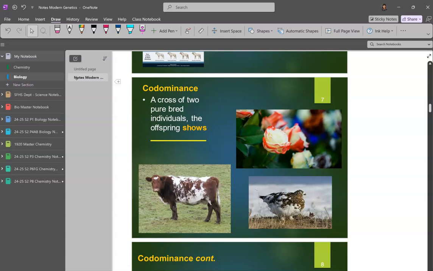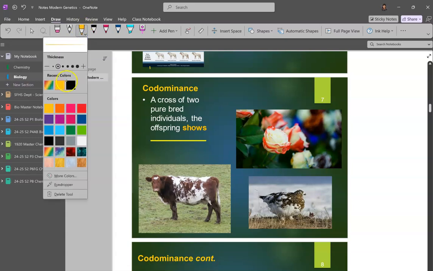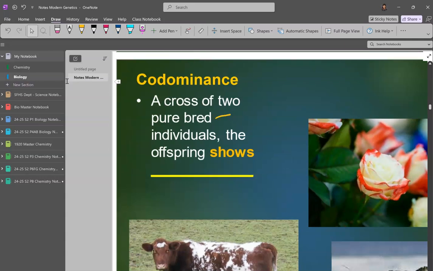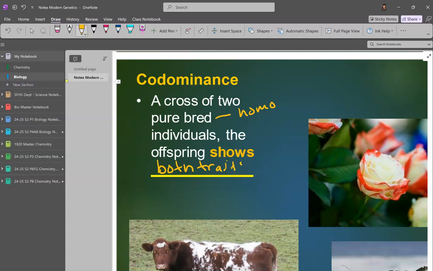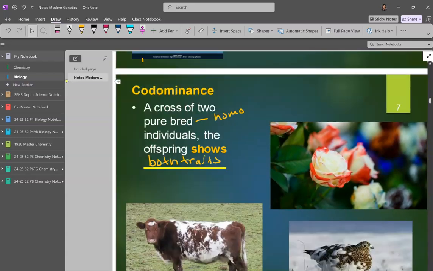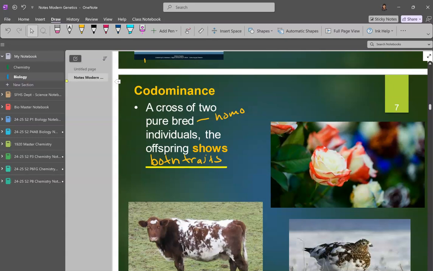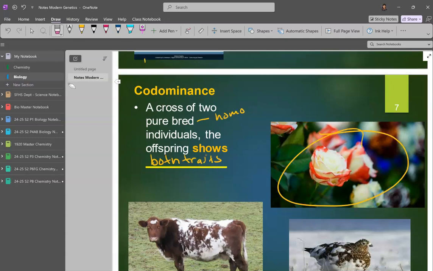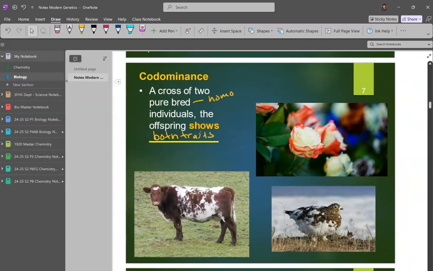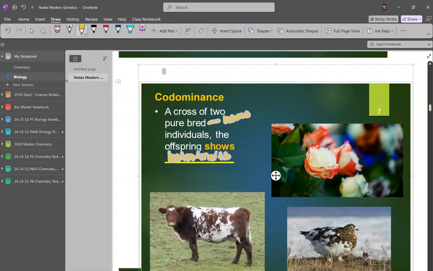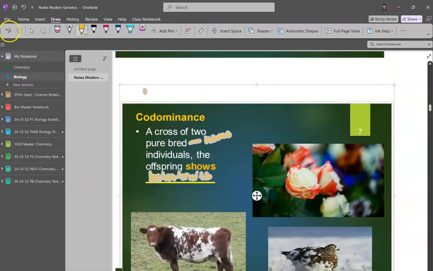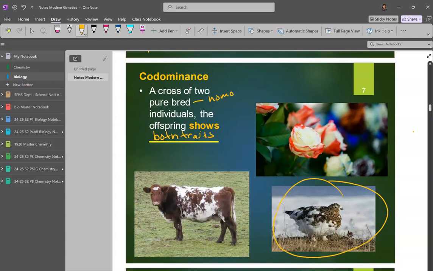Now, codominance is a little different because in codominance, if you cross two purebreds or two organisms that are homozygous, the offspring doesn't show a blending of the traits. Rather, they're going to clearly show both traits. So, for example, if you have a white flower crossed with a red flower and you get a red and white flower, that's an example of codominance. Same thing with some birds. You can see both traits clearly being displayed, like in this one, for example.